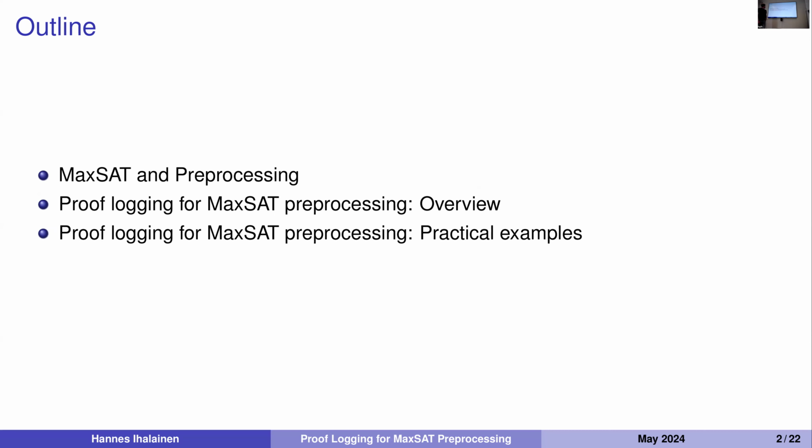So the outline of my talk will be this. I first talk about MaxSAT and preprocessing, give some preliminaries for this topic. Then I talk about proof logging for MaxSAT preprocessing at a general level, and then I give practical examples of what the techniques are actually doing and how we actually prove them to be correct.